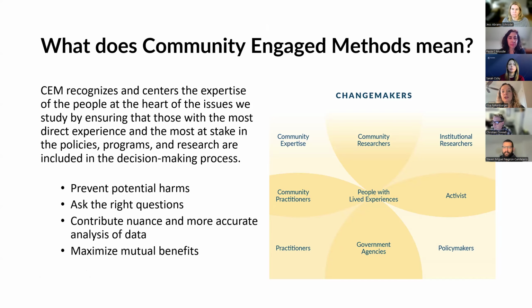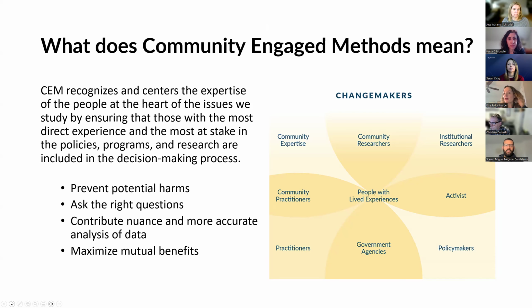So when I use the term community engaged methods, what do I mean? I really mean recognizing and centering the expertise of people at the heart of the issue, including folks as co-experts, as partners, as decision makers. Doing this and making sure that's at the bedrock of why we're doing this work attempts to prevent potential harms. It makes sure we ask the right questions. It contributes nuance and more accurate analysis of the data, and it maximizes the mutual benefits, which are really intended to be the benefits to the community and the power for them to drive change and accomplish things in their communities.